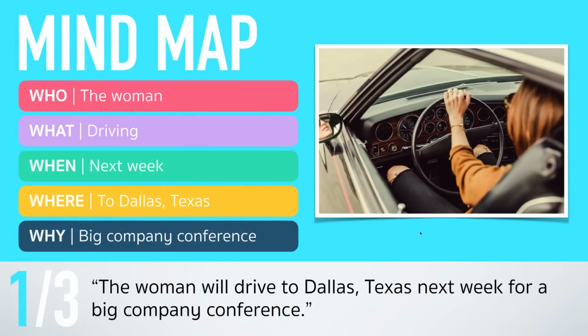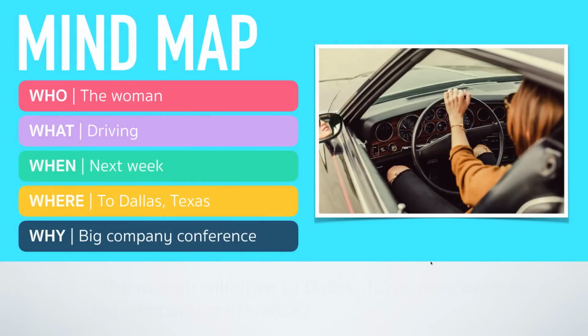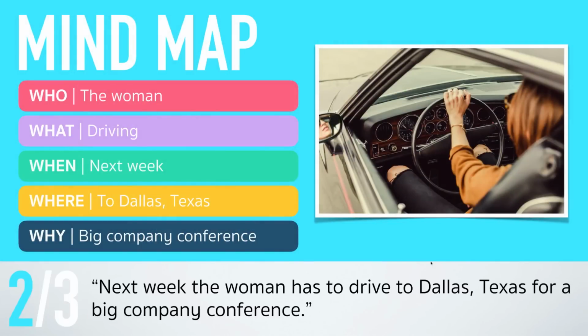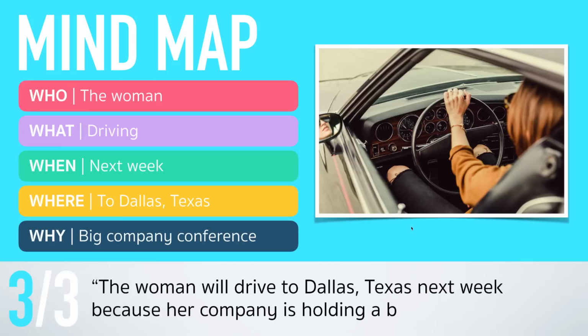So here's my first sentence. Here we go. The woman will drive to Dallas, Texas next week for a big company conference. Okay. I made an advanced sentence because of my chunks of information. Now, second, let's see. How can I change it up? Next week, the woman has to drive to Dallas, Texas for a big company conference. Yes, same information, new sentence. And finally, the woman will drive to Dallas, Texas next week because her company is holding a big conference.